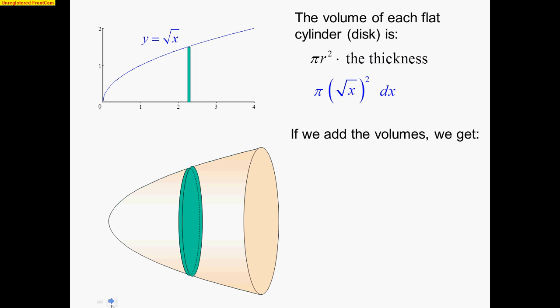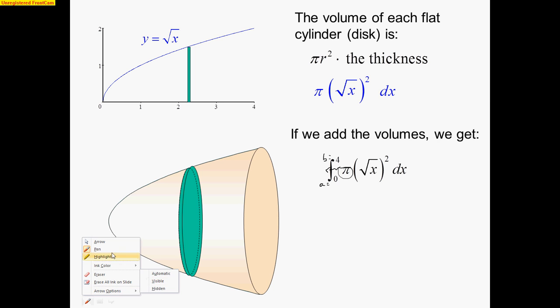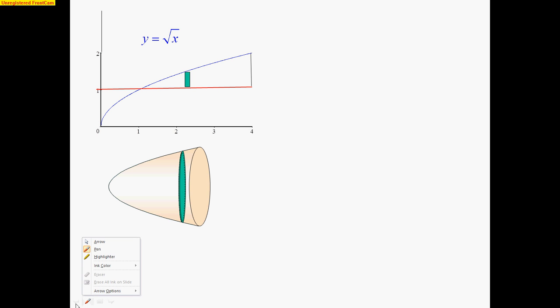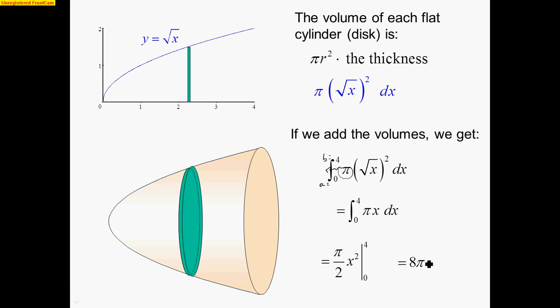So back to our problem. There you see the setup going from A to B. Pi, I usually take that pi and osmosis it out here, root x squared. Now this is a very easy function to integrate by hand. Done. 8 pi. You can check that out if you want to with fnInt on your calculator. Practice doing that sometimes, even if you can do these easily by hand.